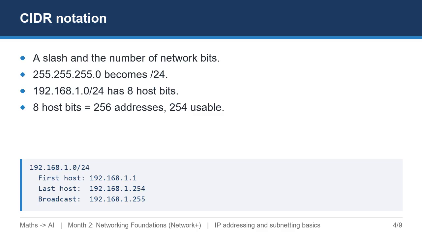Writing full masks is clumsy, so we use CIDR notation, a slash followed by the number of network bits. 255.255.255.0 becomes /24, because the first 24 bits are network. That leaves 8 host bits, which is 256 addresses. But 2 are reserved, the network address and the broadcast address, so you get 254 usable hosts.